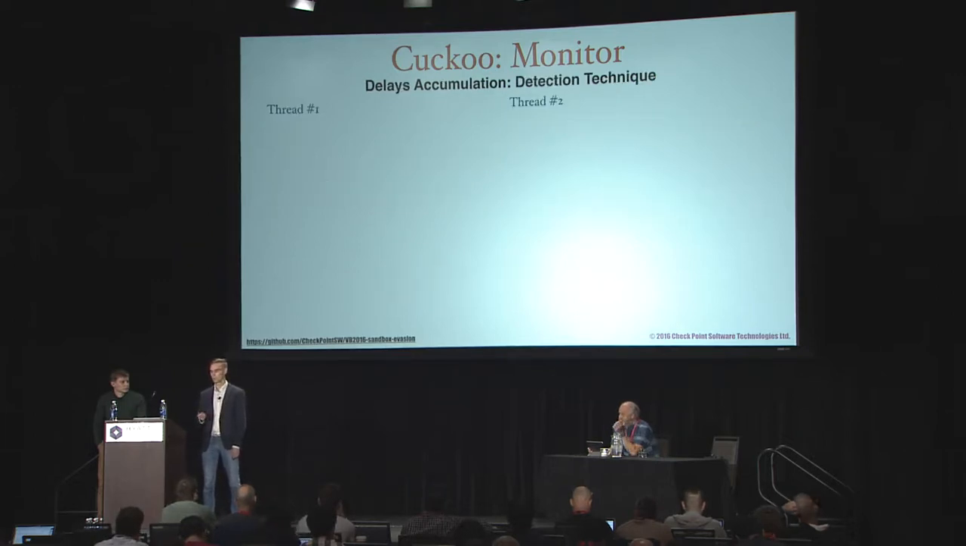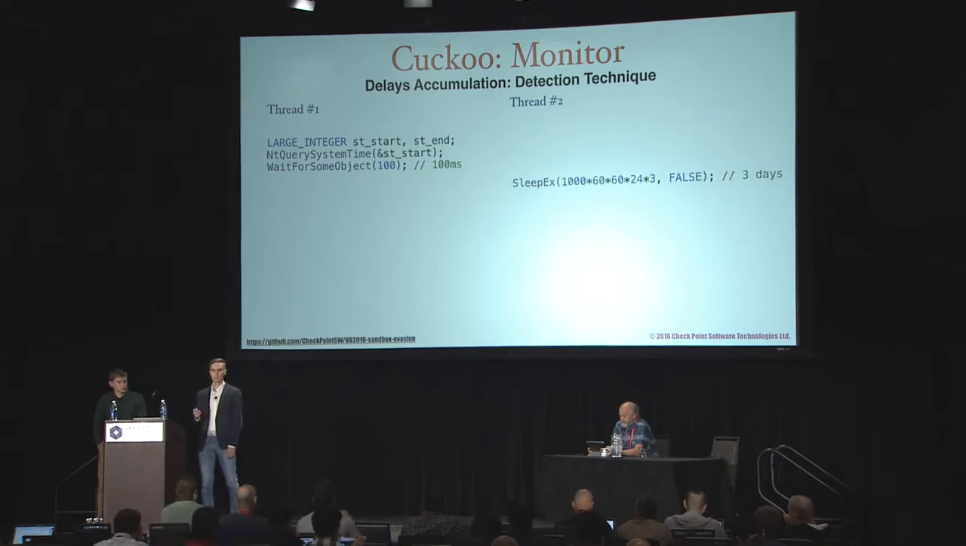But what we can do, in the first thread we can query the current system time, and after that we can start waiting for some object for 100 milliseconds, for example. In the second thread we call the sleepx function with a delay interval that equals, for example, 3 days. Thus, this delay interval is added to the gtime skipped global variable.